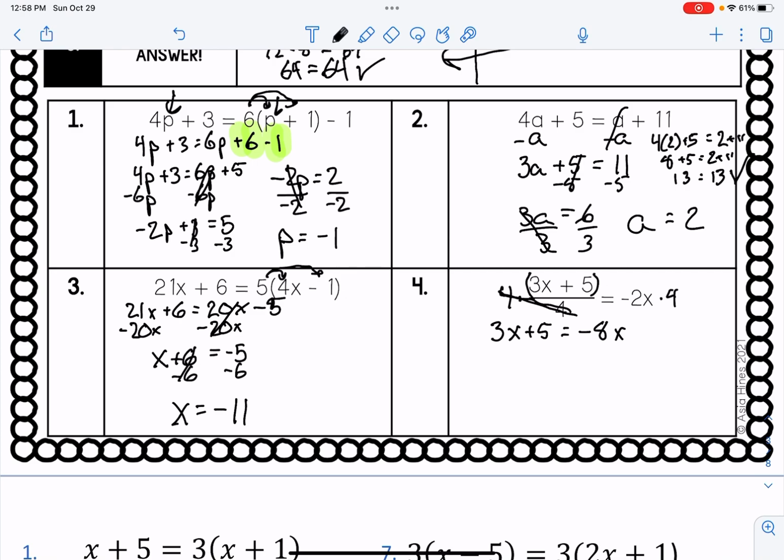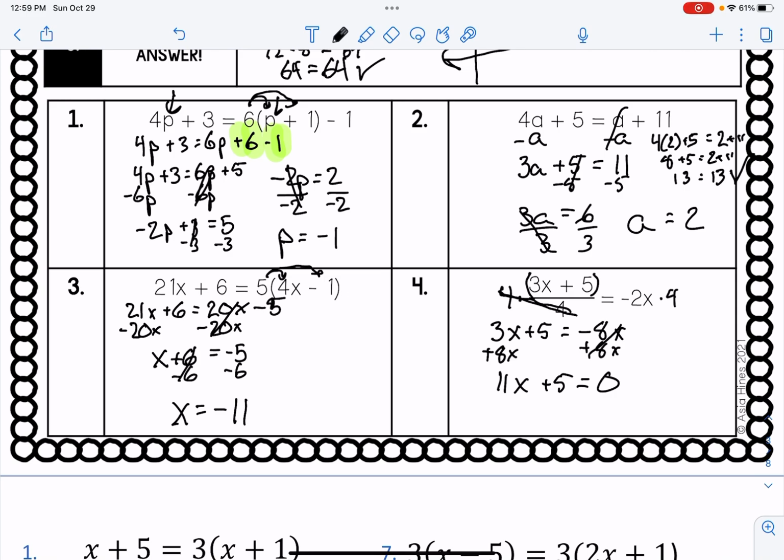This one's going to look a little silly with how I like to do it, but I'm going to maintain that I like to move my variables to the left-hand side to keep things nice. So this will generate an extra step for us here, but it's going to keep myself from getting lost. So I'm going to add 8x and add 8x. So what's going to happen here is that will become 11x plus 5 is equal to 0.